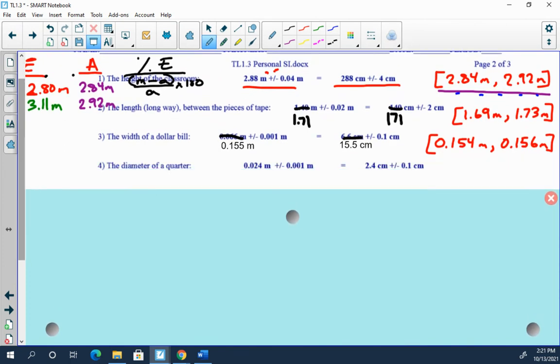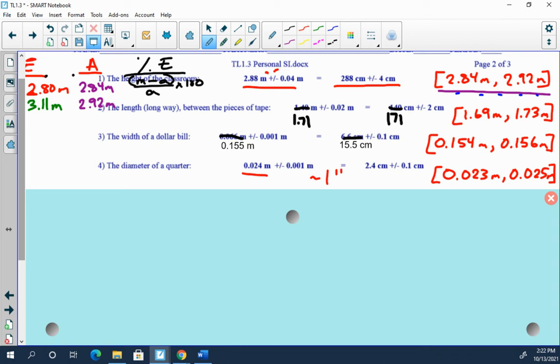Diameter of a quarter. There it is. The range, so this is 2.4 centimeters. So 0.023 meters to 0.025 meters. There's the range you get. So from 2.3 to 2.5 centimeters. By the way, that is almost exactly 1 inch.